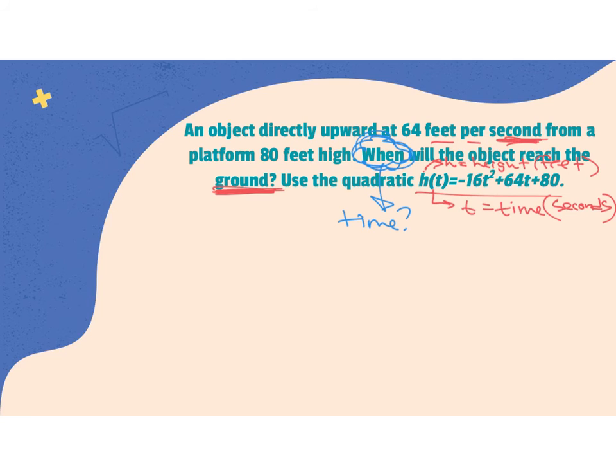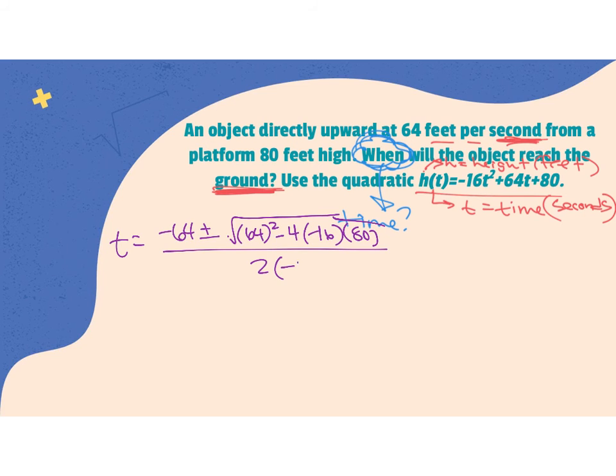So here we go. I'm going to have t is equal to the opposite of b, that's negative 64, plus or minus the square root of b squared. So 64 squared minus 4 times negative 16 times 80, all divided by 2 times negative 16. All right, start with your radical. So negative 64 plus or minus, haven't changed that. 64 squared, I'm going to get a really large number here. 64 squared is 4,096.